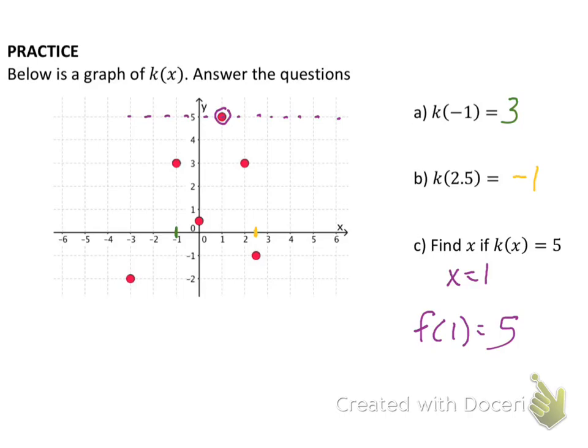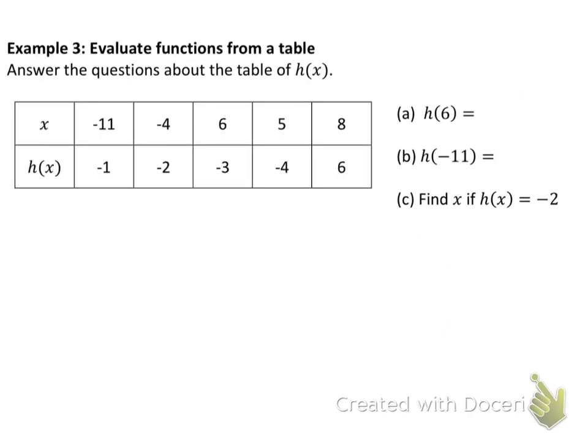Let's go on to the next way that we can use our function notation and evaluate functions, from a table this time. This table represents h of x. So this top row is our input, and this bottom row is our output. So h of 6: if I plug in 6, what do I get out? I'm going to get out -3.